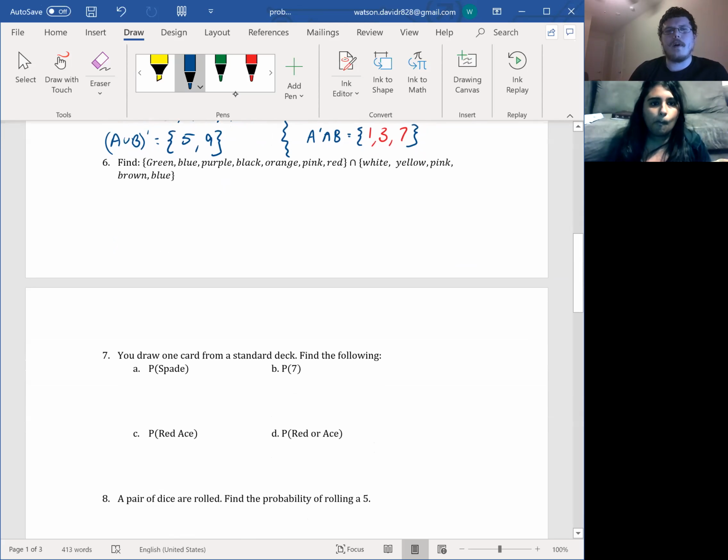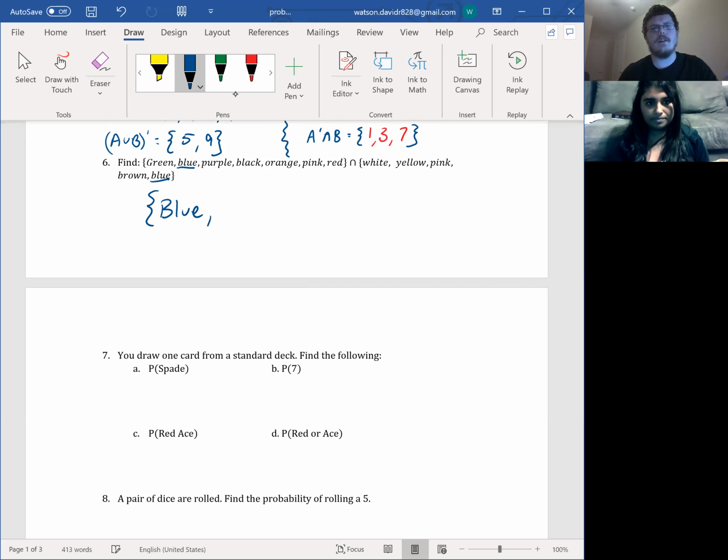Find green, blue, purple, black, orange, pink, red, intersection with white, yellow, pink, blue, or brown and blue. So if we want to find the intersection of those, it just means we're looking for what's in common. So if we go through that first set, green is not in the second one. Blue is in both though, so blue goes there. Purple's not in the second set. Black's not in the second set. Orange is not in the second set.